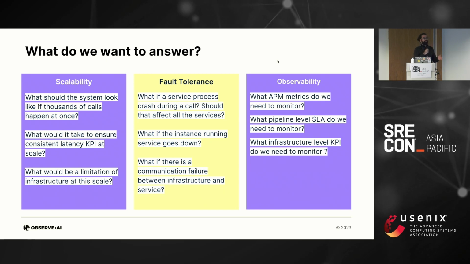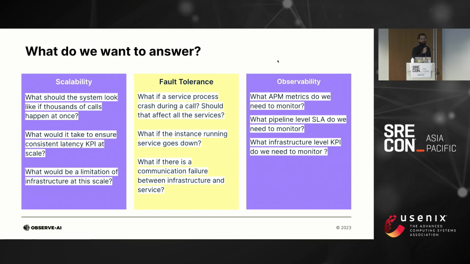What would it take to ensure that consistent latencies are met at scale? Whatever latencies you get for one call, you should get for 10, for the next 100, for the next 1,000 without deterioration. And what would be the limitation of such an infrastructure at scale? Is there a point where we can anticipate that the design we are building is bound to fail, so that we can anticipate when we want to improve our systems going forward?